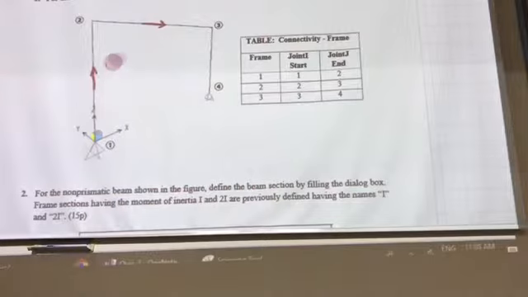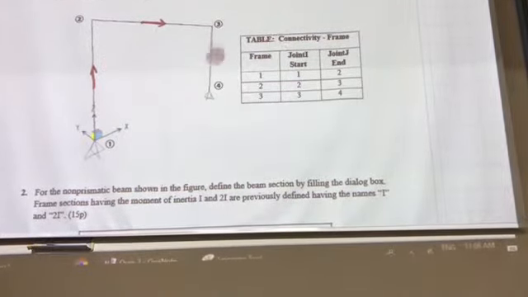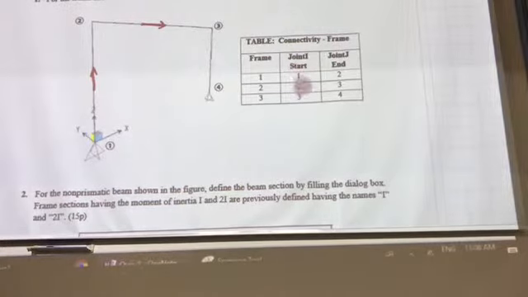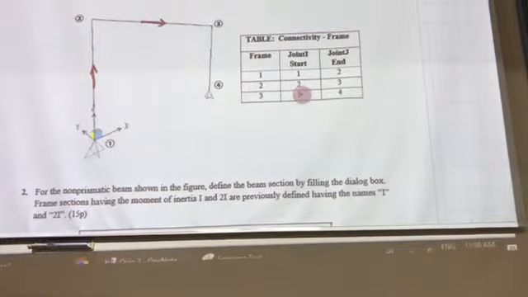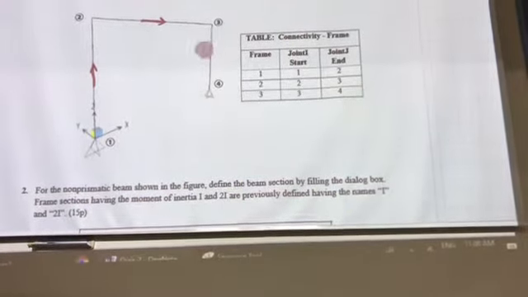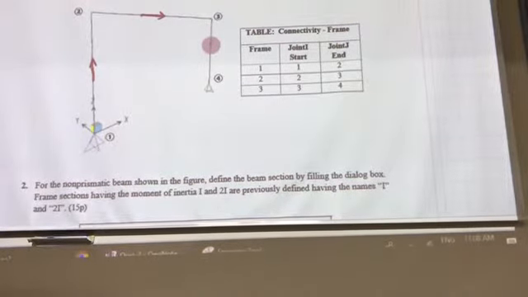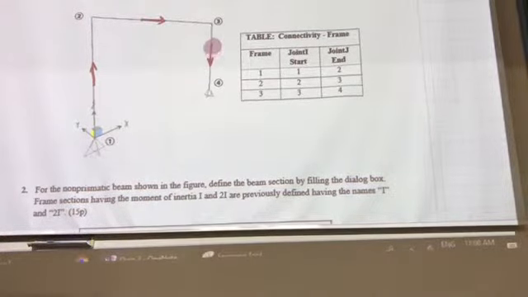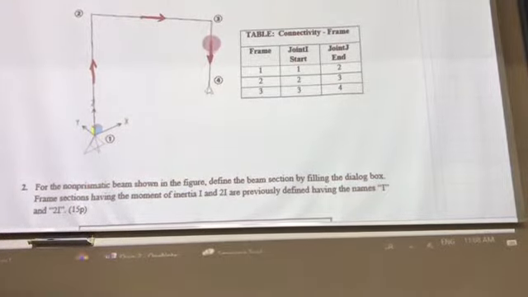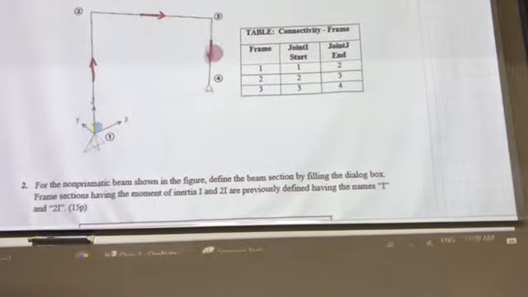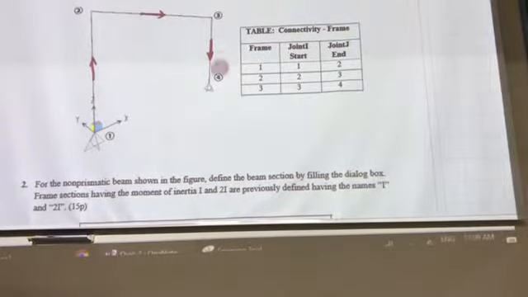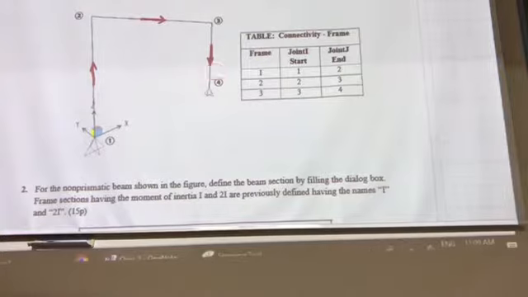What about member 3? Start joint is 3 and end joint is 4. Okay, this is different than this one, because the start joint is 3. This is downward. I did this on purpose to see how many of you can notice this.